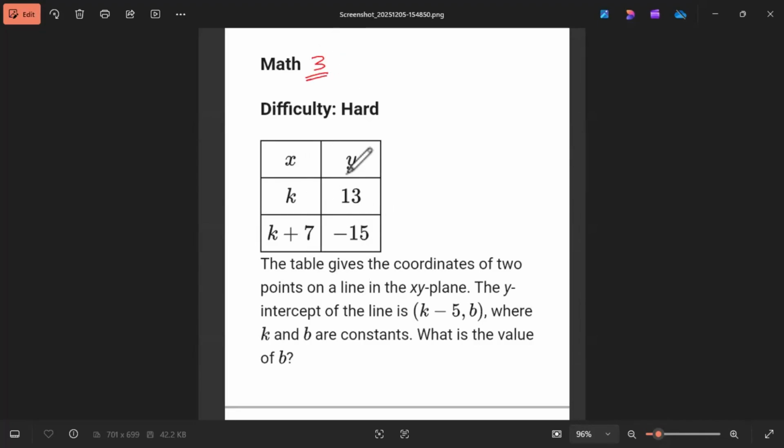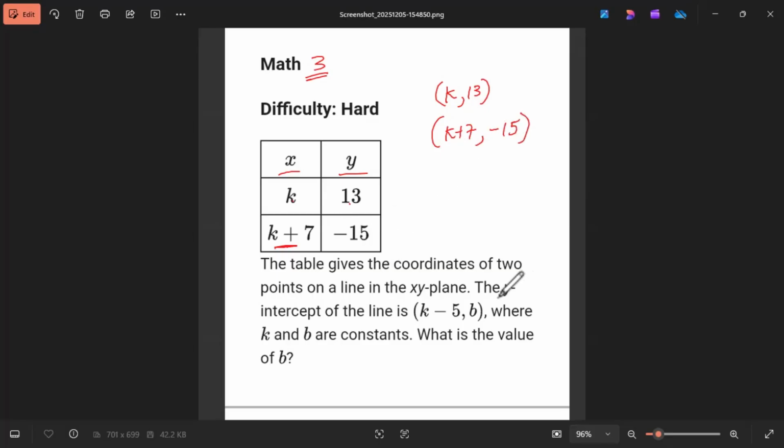It says, we have a table here for x and we have a table for y. And look at all of these values here. It says the table gives the coordinates of 2 points on the line. Yes, when x is k, y is 13. So when x is k, y is going to be 13. And in this case, when x is k plus 7, of course, y will be what? Minus 15. These are the 2 points, right?